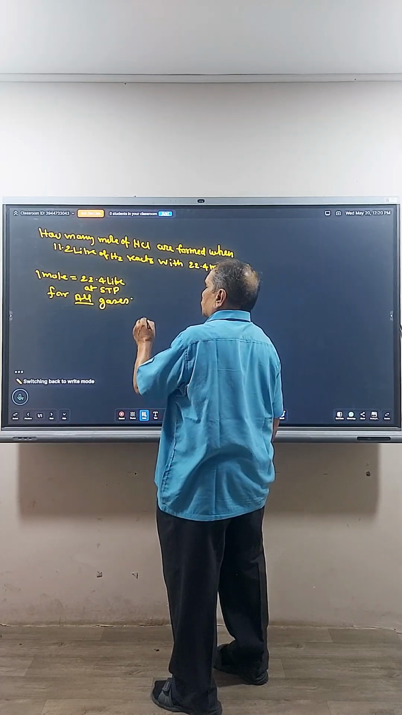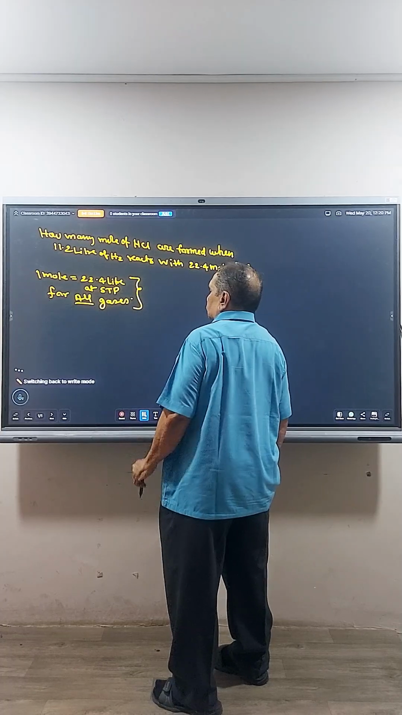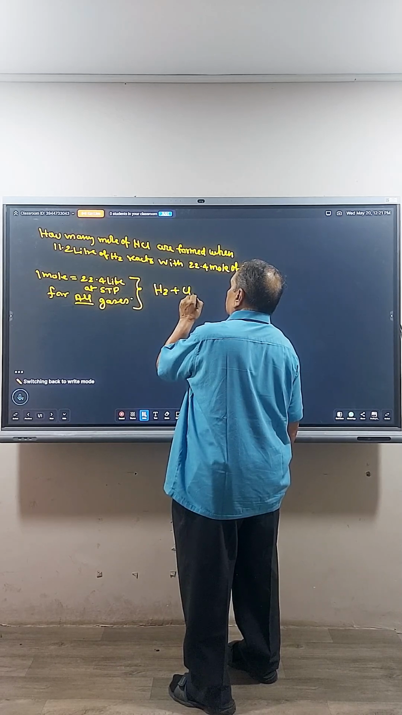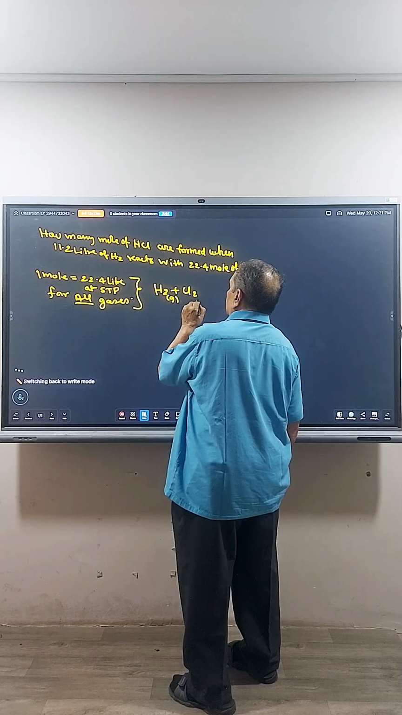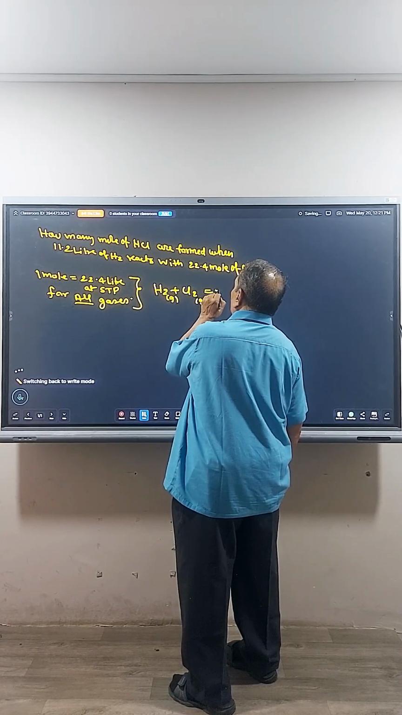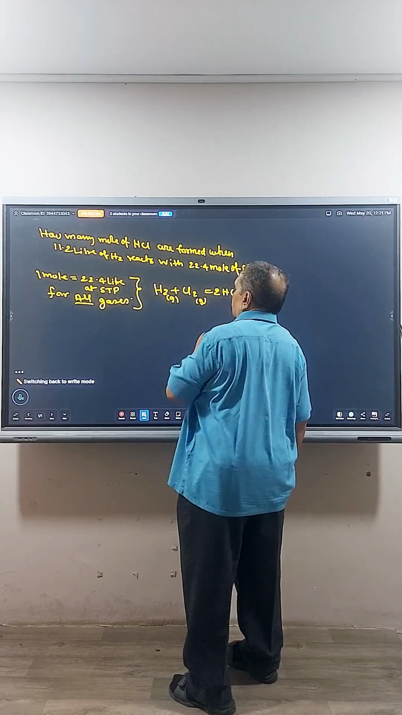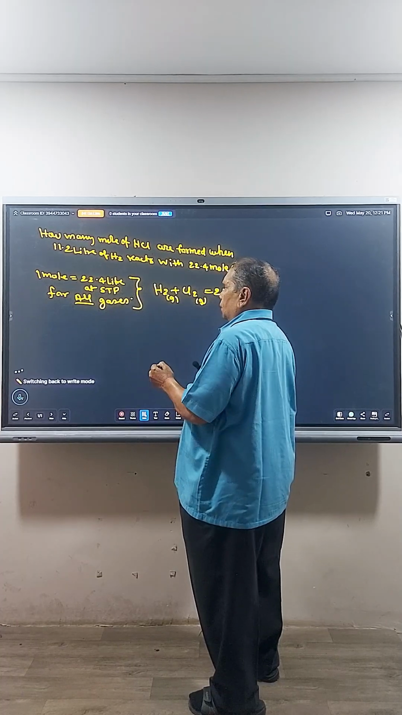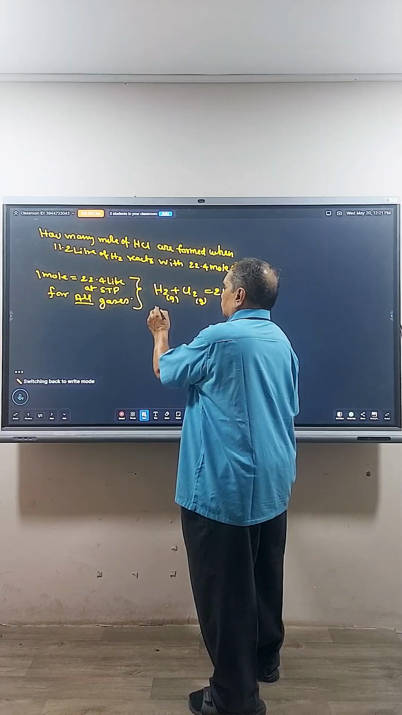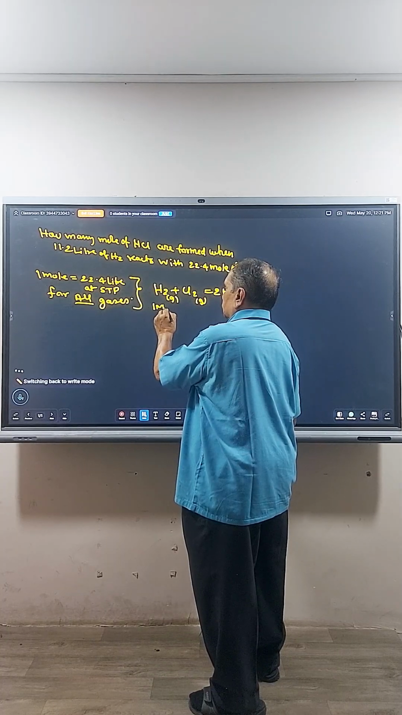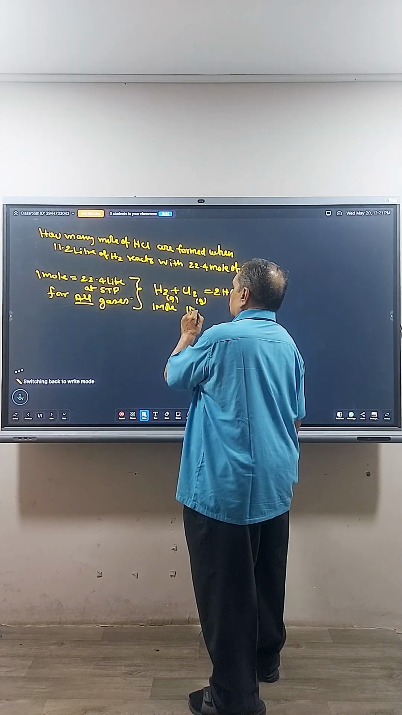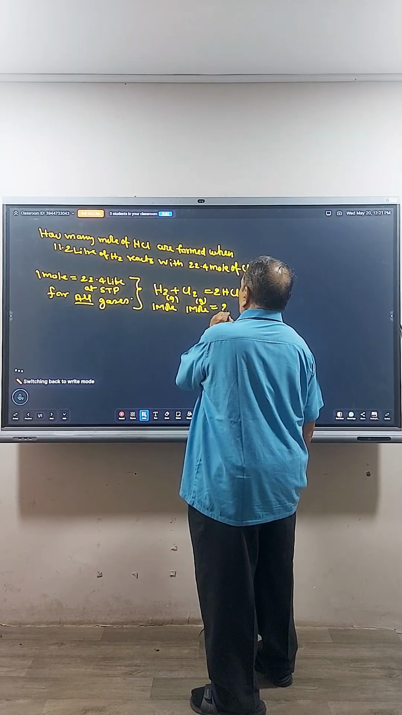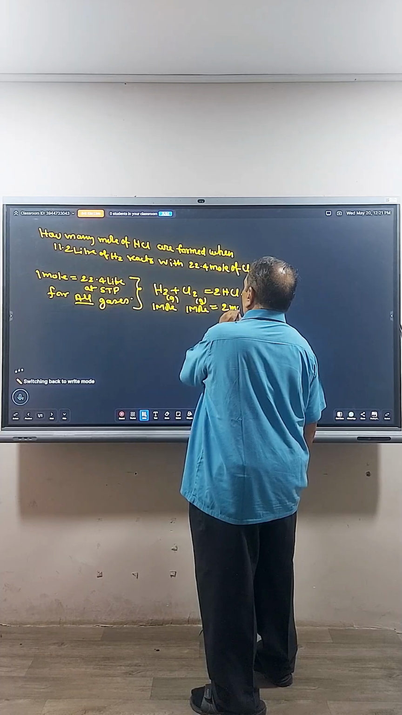So, to get the answer, we write the equation H2 plus Cl2, of course both gases, gives twice HCl. Now, when it comes to mole concept and chemical equation, this means 1 mole of this reacts with 1 mole of this to give 2 moles of HCl.